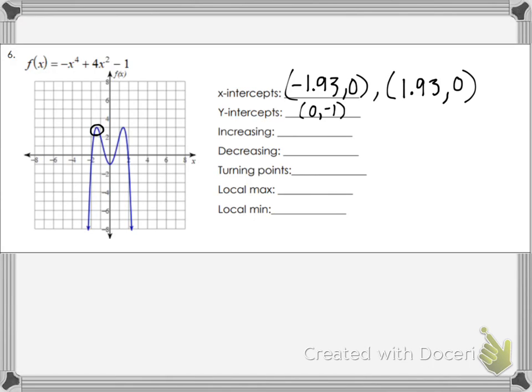Click enter on maximum. You're going to do the same thing you did with the zero. It needs a left bound, so I need to go to the left of that ordered pair, so your blinking light should be somewhere in this area. And then it needs a right bound, which is going to be somewhere to the right of that ordered pair. And then click enter for guess, and it will give you your ordered pair.